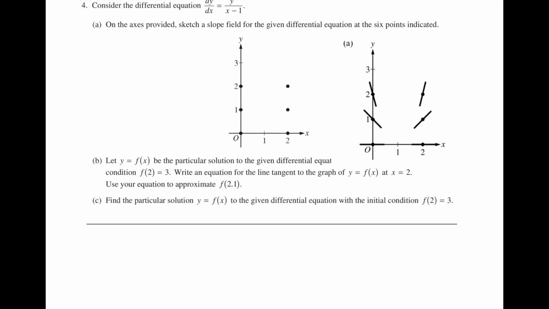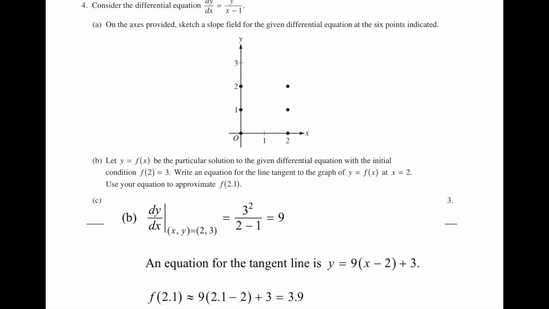Now, we will solve part B. Part B says, let y equal f of x be a particular solution to the given differential equation with the initial condition f of 2 equals 3. So they gave us a point, x equals 2 and y equals 3. Write an equation for the line tangent to the graph y equals f of x at x equals 2. Use your equation to approximate f of 2.1.